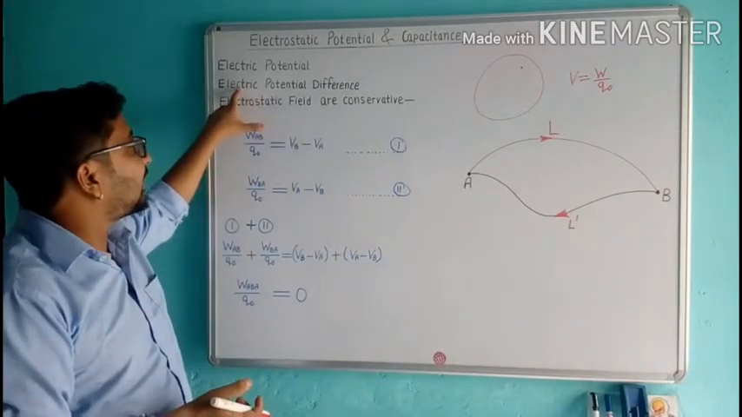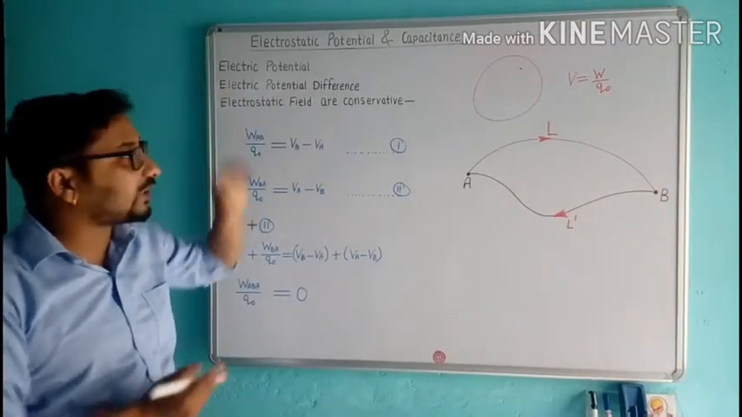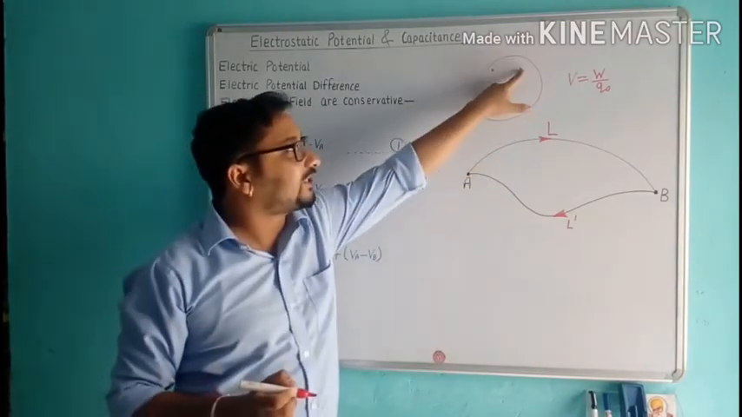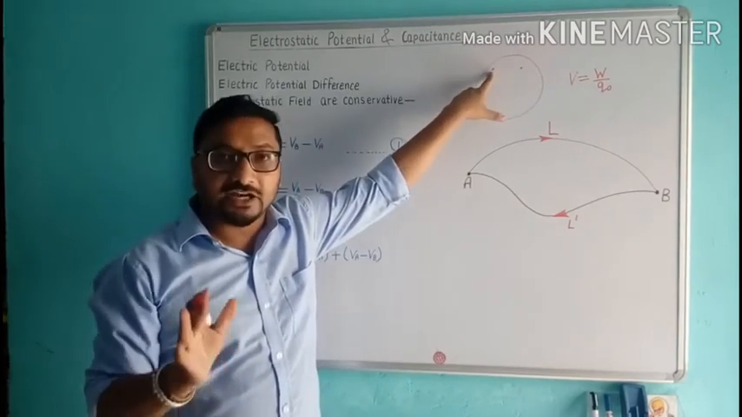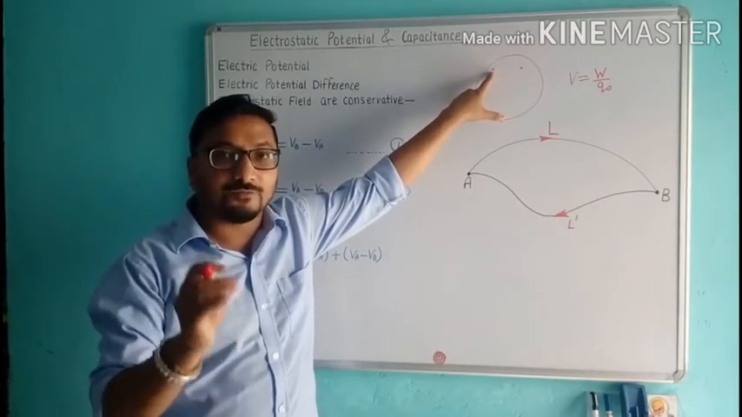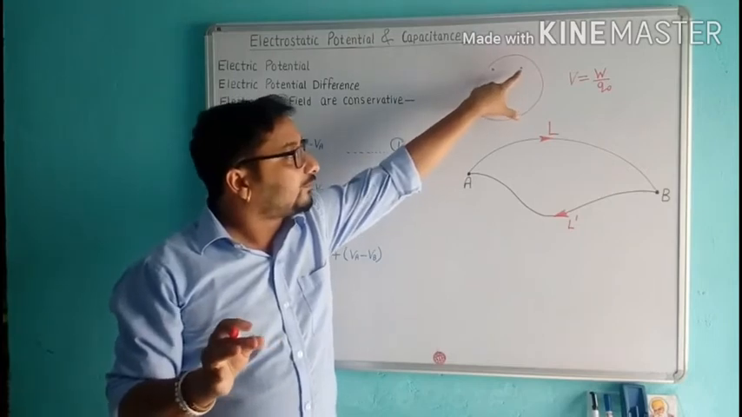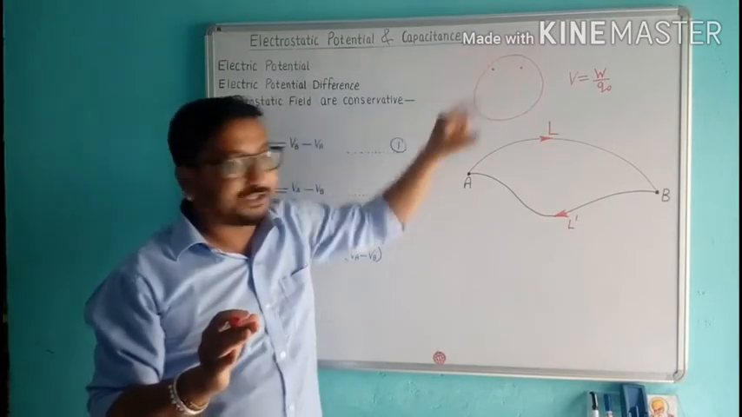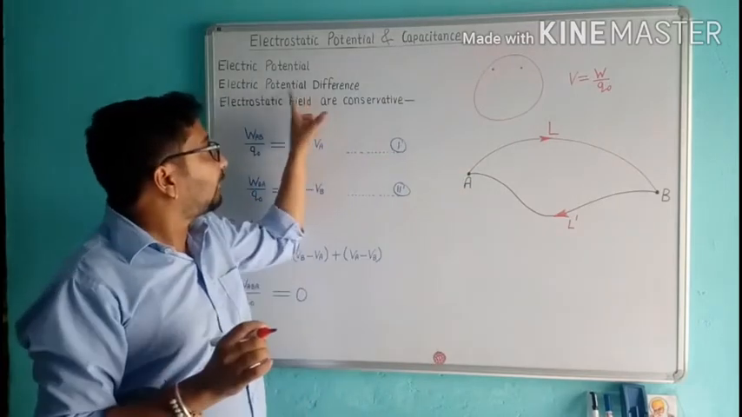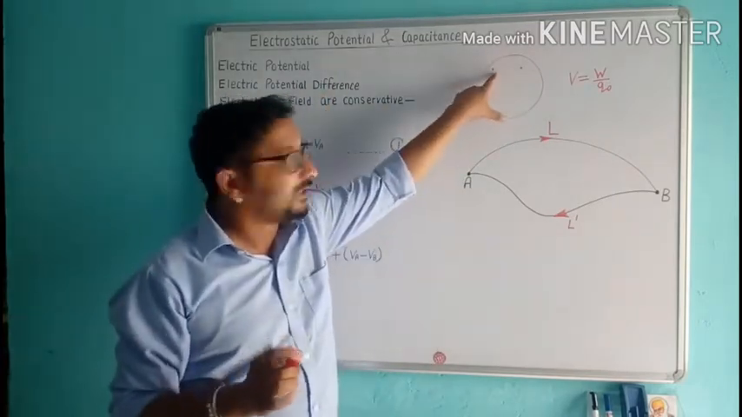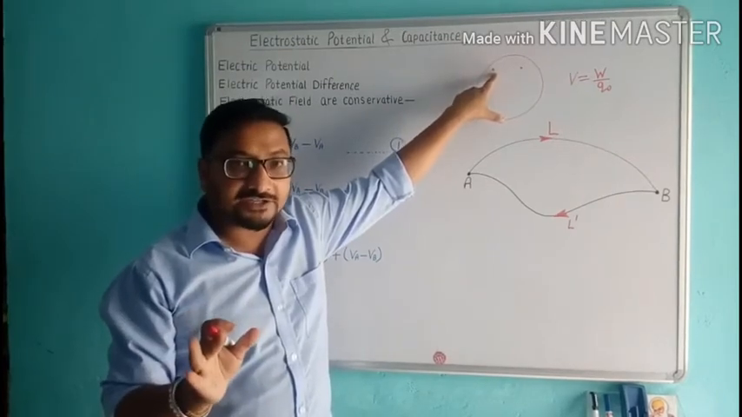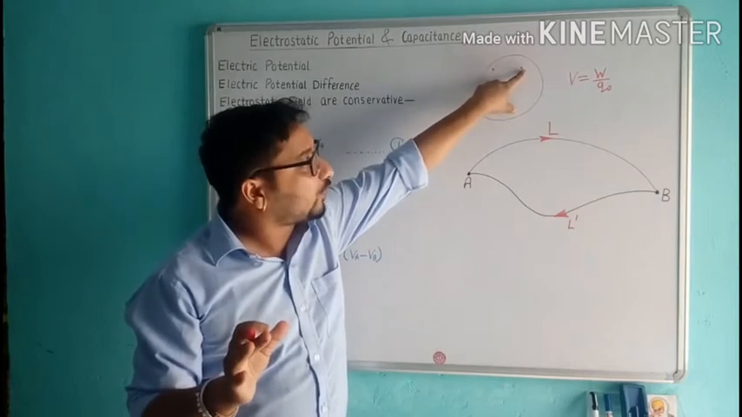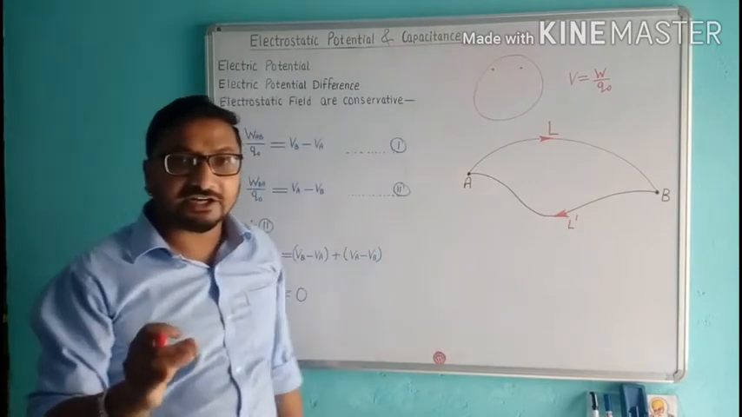Next is electric potential difference. Now potential difference between 2 points. Potential difference between 2 points in the electric field is defined as the amount of work done to move any unit positive test charge from one point to another in the electric field.